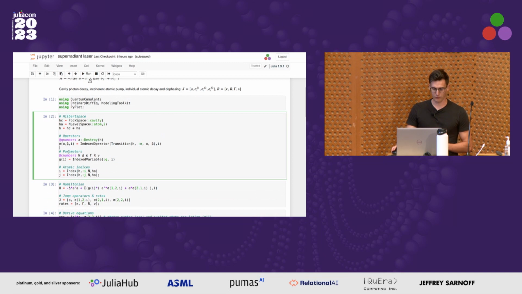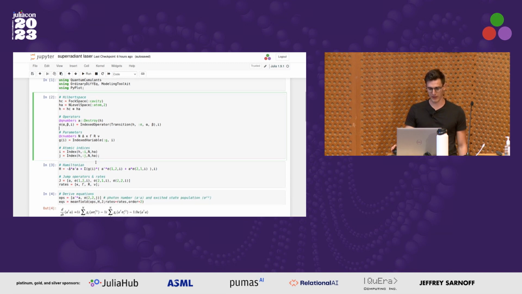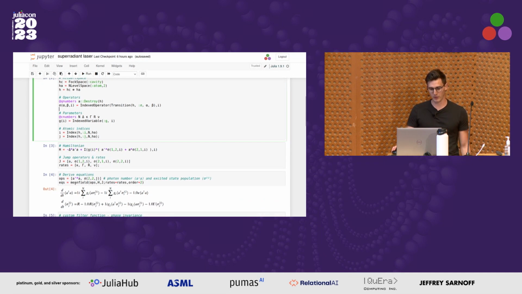Good. With then defining, again, symbolic parameters where we can also have index variables, we can simply define our Hamiltonian and, again, jump operators and rates, and use it in the mean field function to get, again, the set of equations which describe our system.